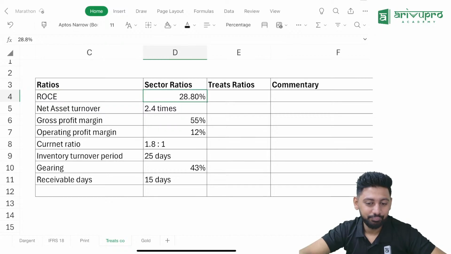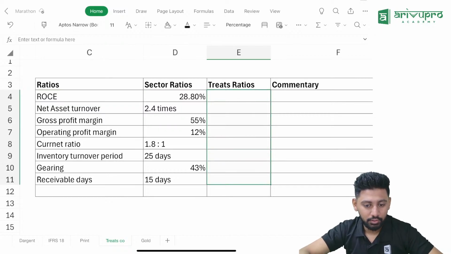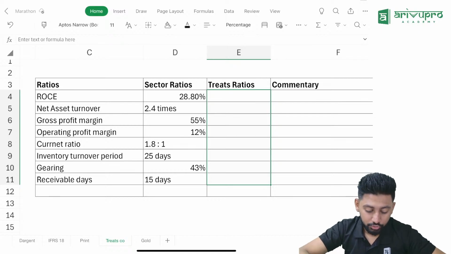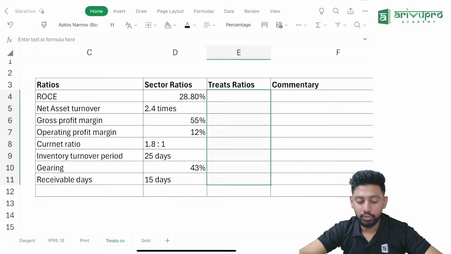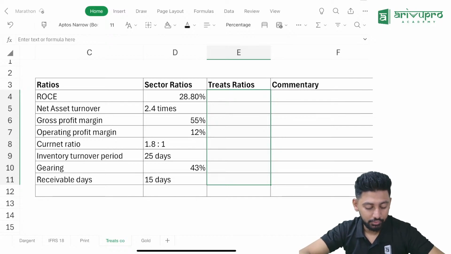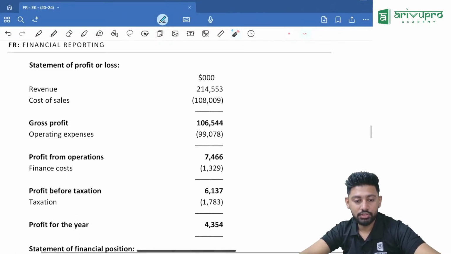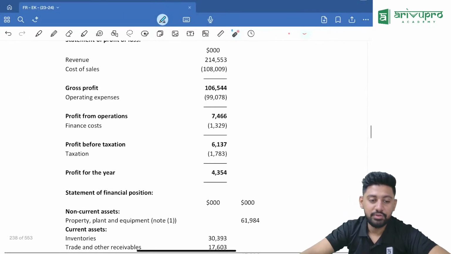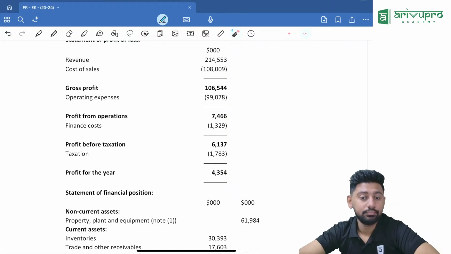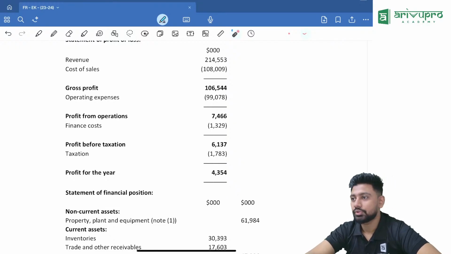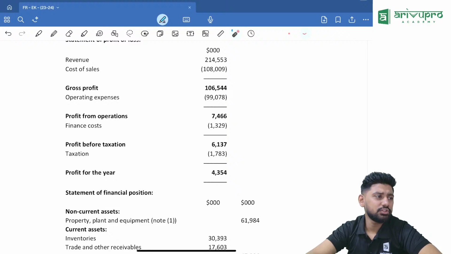Okay, now there you go. You've got your ratios, and I want you to start working on the ratios on your own, and then we will do it together one by one. ROCE. You can go back and check here for the information to take. On your own, please. No discussion. Nobody's going to help you in the exam.